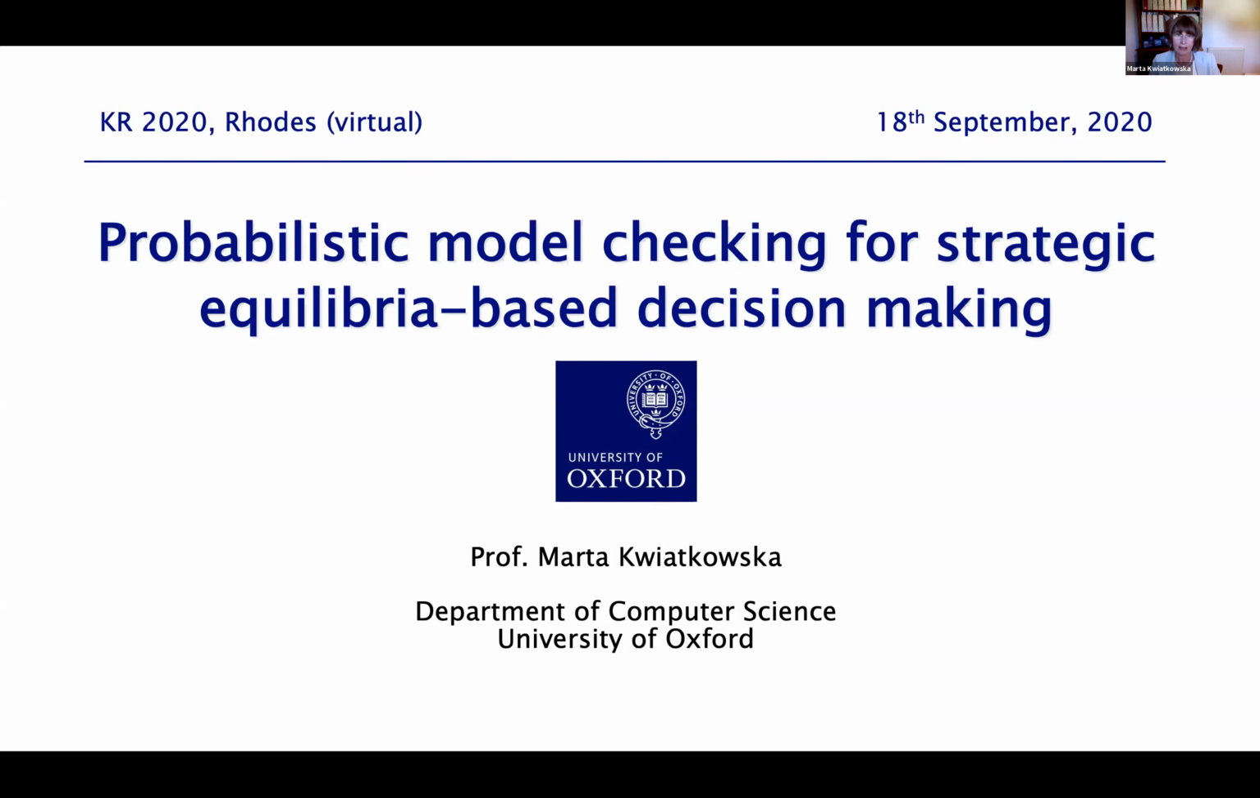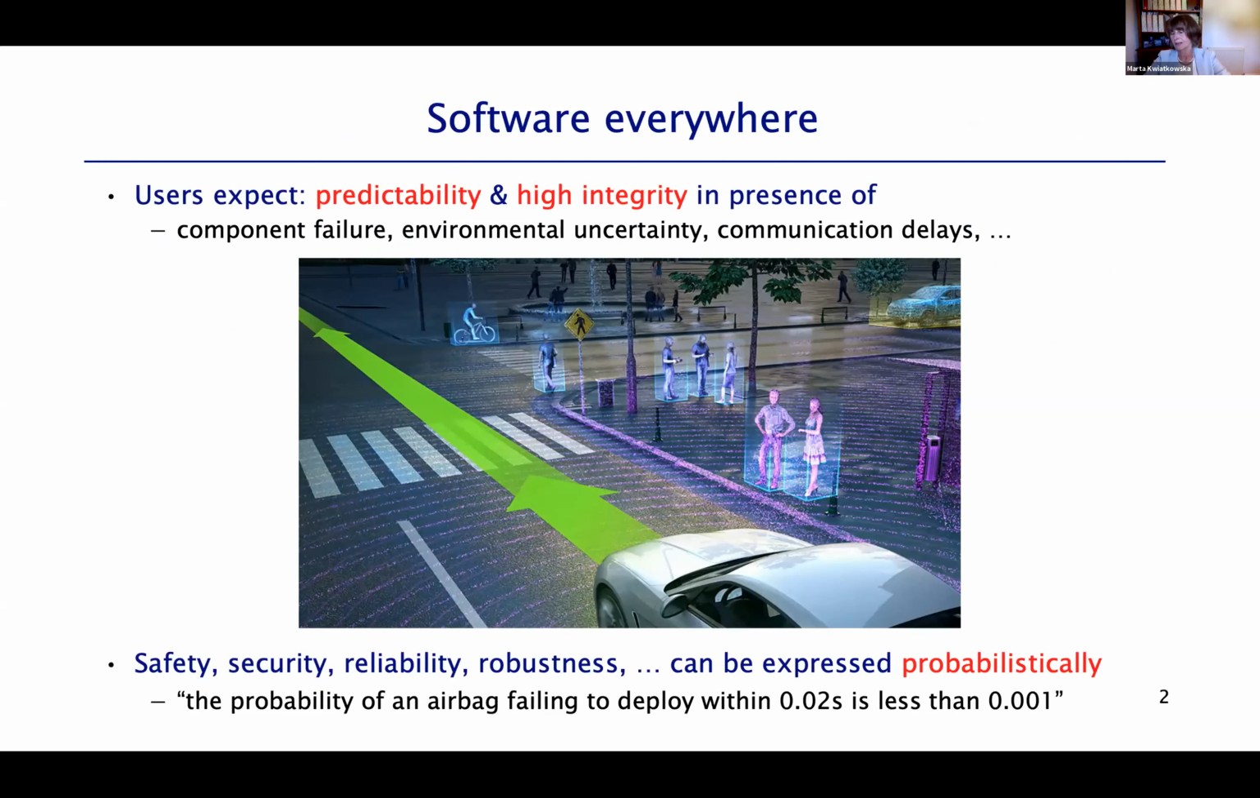So just to set the scene, I think now we've got software and AI everywhere. It's installed in all the devices around us. It's in autonomous cars, for example. And the user's expectation is normally to have predictability and also have high integrity. But this is in presence of what is often happening: component failure, environmental uncertainty, communication delays, etc.